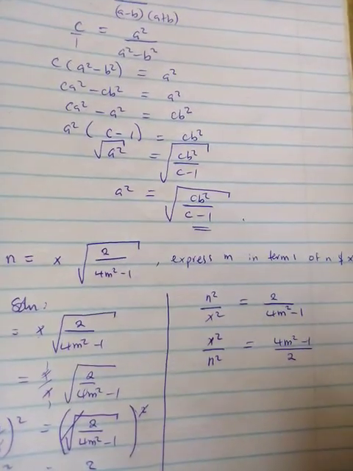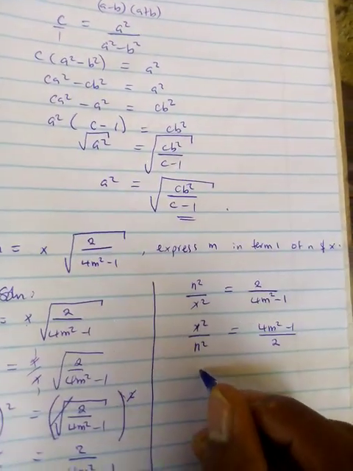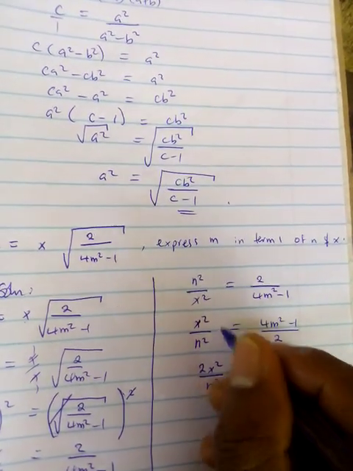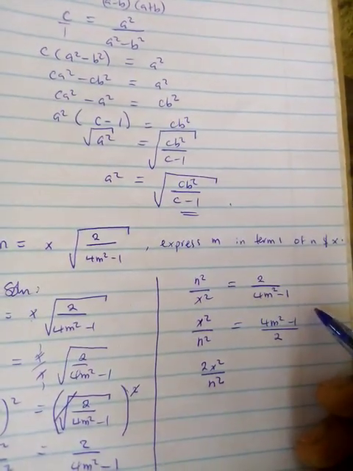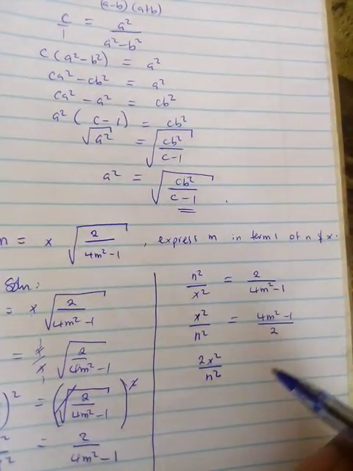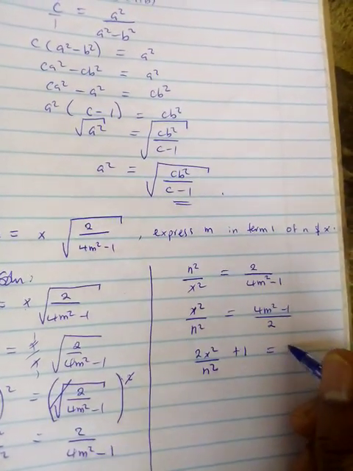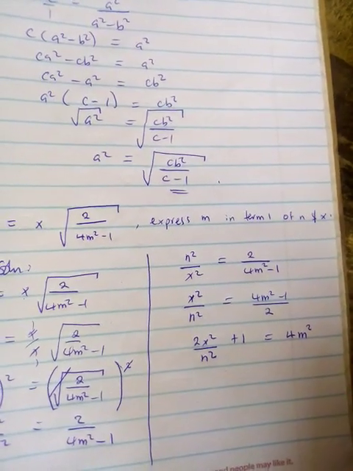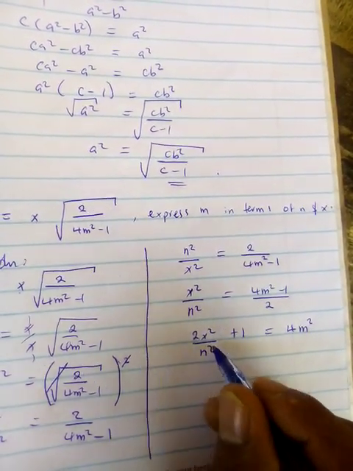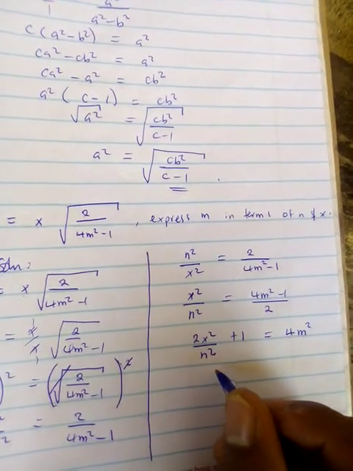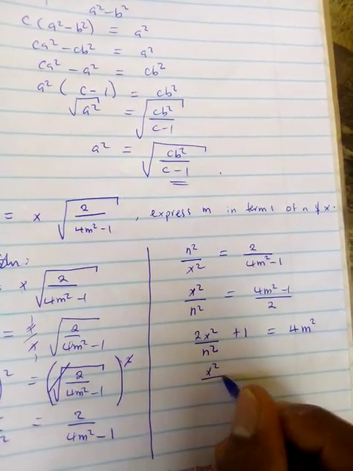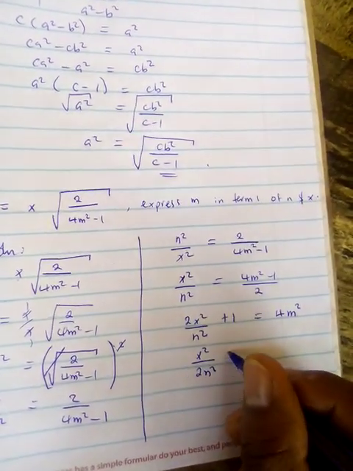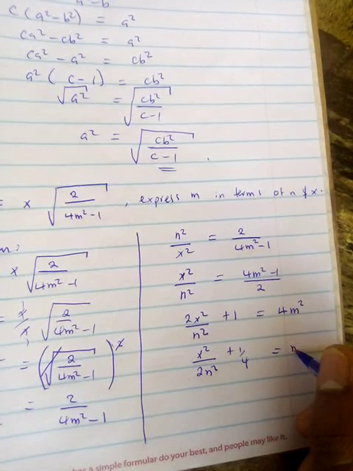Multiply both sides by 2 and add 1 on both sides. So I'm going to have 2x squared out of n squared. If I multiply by 2, then this negative 1 after multiplying by 2, I can add it on both sides. So plus 1 is equal to 4m squared. Then I divide through by 4, such that if I divide each term now by 4, I have x squared out of 2n squared. I'm dividing each term by 4, plus a quarter is equal to m squared.